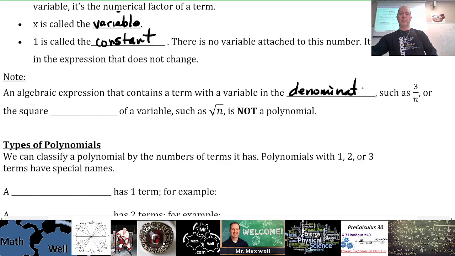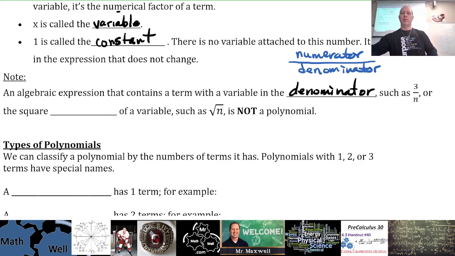And maybe some of you are forgetting what a denominator is, but if we have a fraction, the numerator is the number or the variable or the term or the polynomial on top, and the denominator is what's on the bottom. An example of this would be this 3 divided by n. So if you have a variable in the denominator, that is something special. That's a rational expression, and we're going to talk about that.